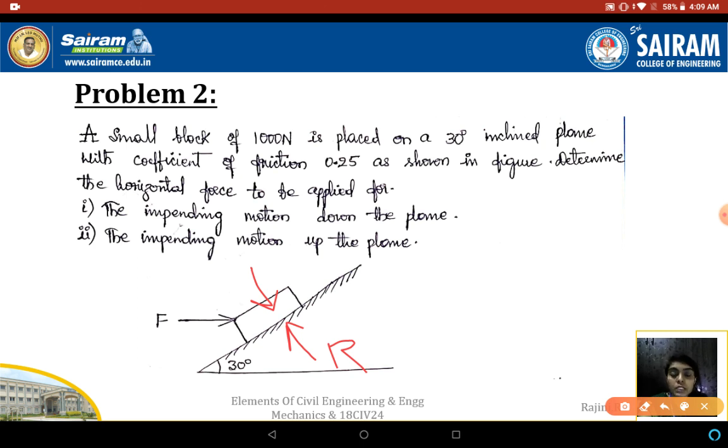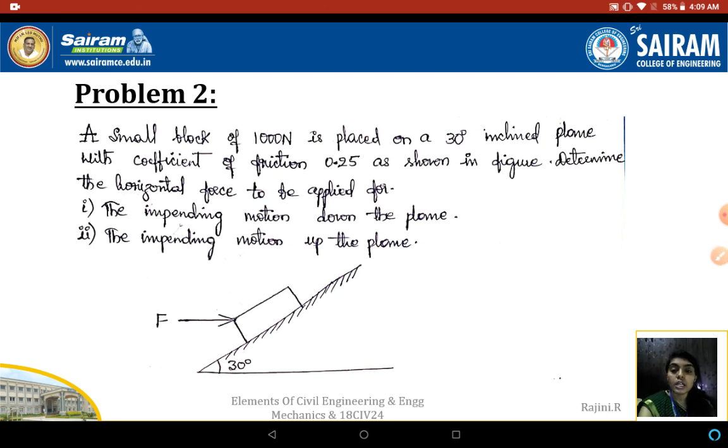Next, if you select the first condition, that is impending motion down the plane, that means the block is coming downwards. So if the block is moving downwards, then the friction will be acting upwards. For the second condition, impending motion up the plane, if the block is moving upwards, definitely friction will be downwards. This is the way we have to analyze the forces before going to the problem.